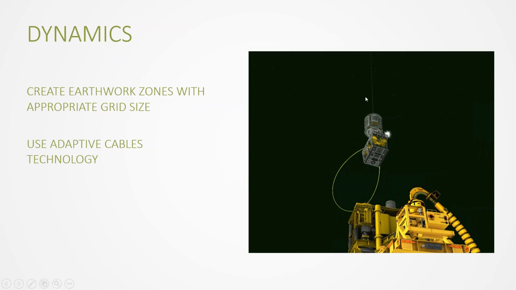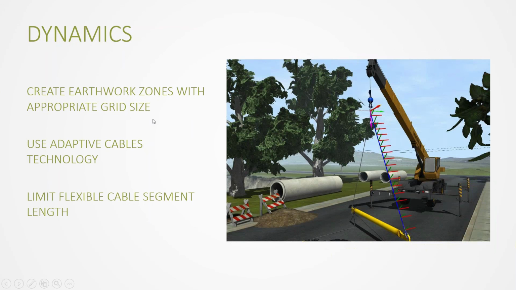If you use adaptive cable technology, then the simulation will dynamically adjust the refresh rate of the cable based on its proximity to other objects. So some segments will be updated less often because there is no chance of collision with other objects. And that's going to free up important resources to use elsewhere in your simulation.